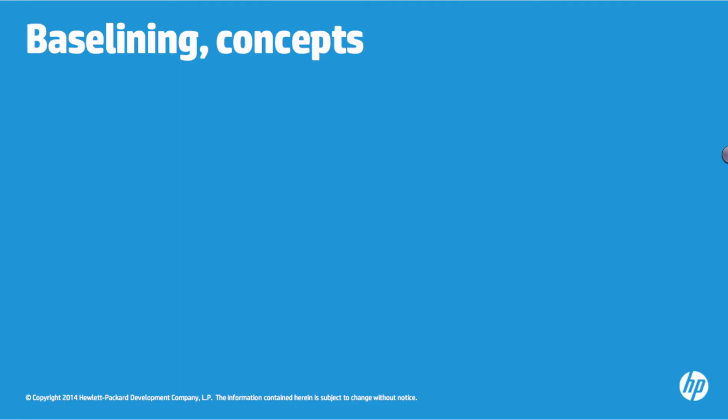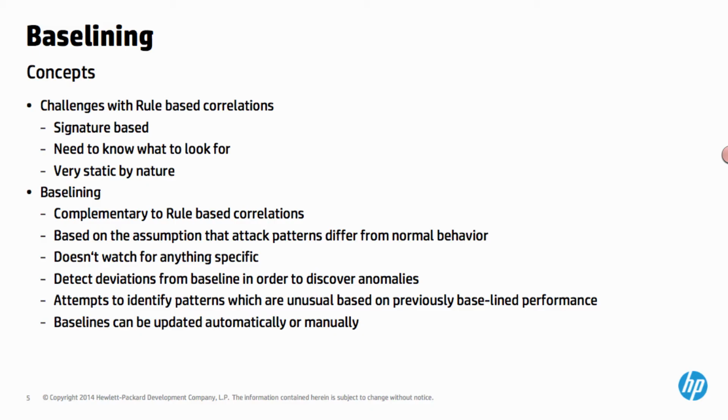So let's jump into the baseline concepts. What do we mean? There are some challenges that we get when we have just straightforward rule-based correlations that we want to use to look for particular threats. In a lot of cases, they can be primarily focused around signatures, focused on particular mechanisms and sequences. You do really need to know what you're looking for in advance to be able to create the rules, and as a result, they are usually very static by nature.